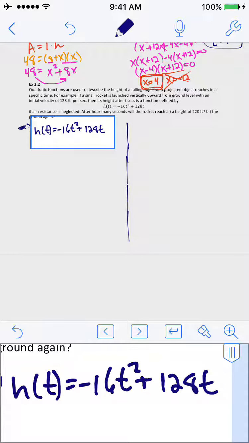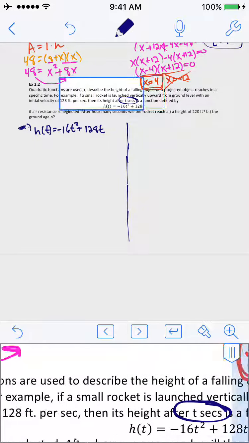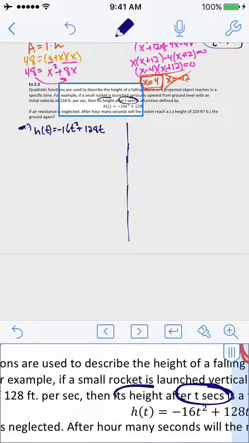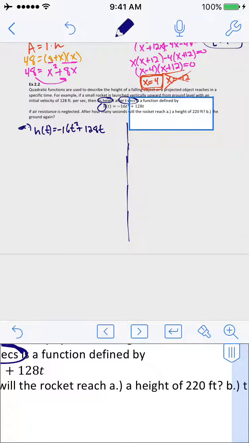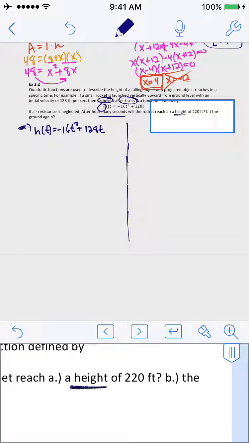Because remember, in a problem, those letters actually have meaning. T is t seconds, right? And its height is h, right? So the height is h, the t is in seconds. So what is this question actually asking us to solve for? Is it asking us to solve for h, or is it asking us to solve for t? They want to know how long, how many seconds until it reaches a height of 220.